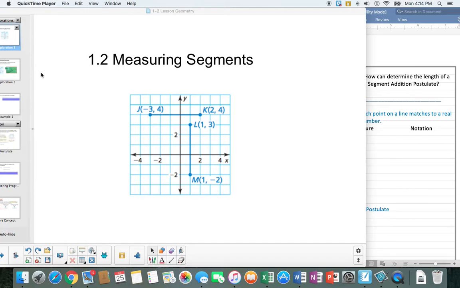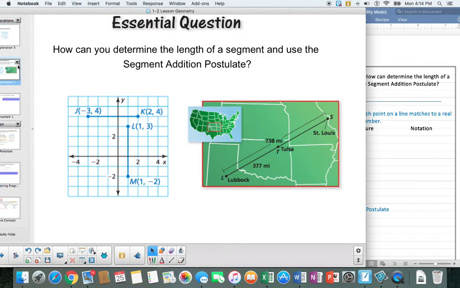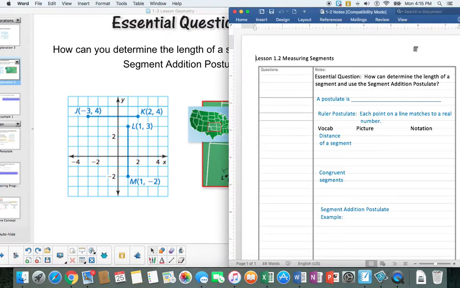Lesson 1.2, Measuring Segments. Essential question: how can you determine the length of a segment and use the segment addition postulate? Take time to set up your notes, write the notes title, write down the essential question, and I'll always give you a preview as to what's going to be happening. I leave blank spaces so you can provide the picture, notation, or any extra examples you want.